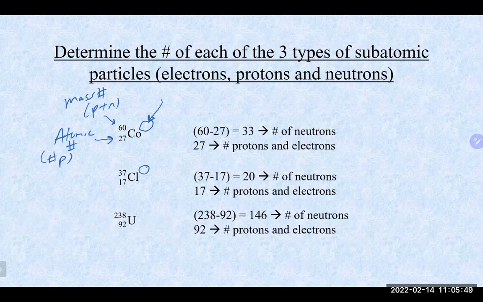Again, you can see mass number, atomic number, protons, electrons, and neutrons are all whole numbers. So keep that in mind as you do this. Very common mistake people make. All right, let's take a look at some more here.